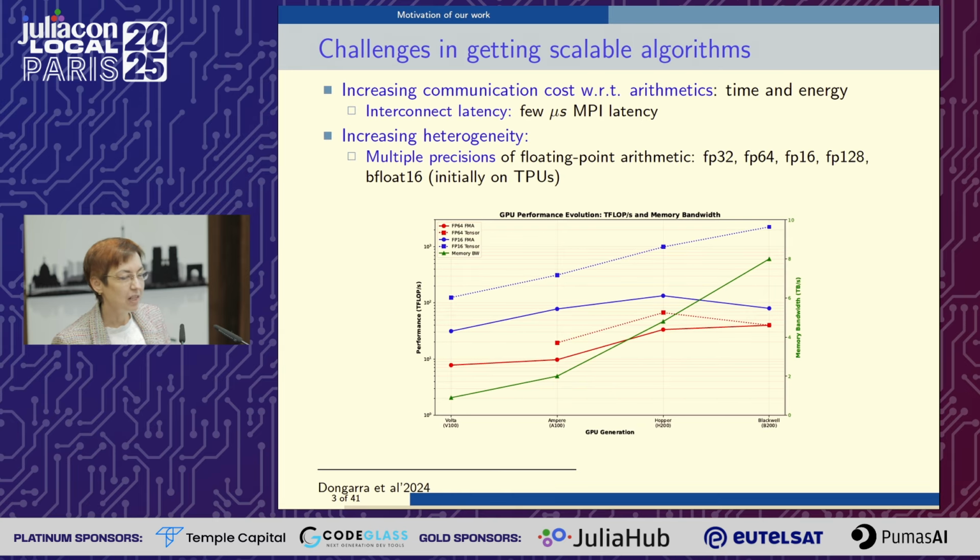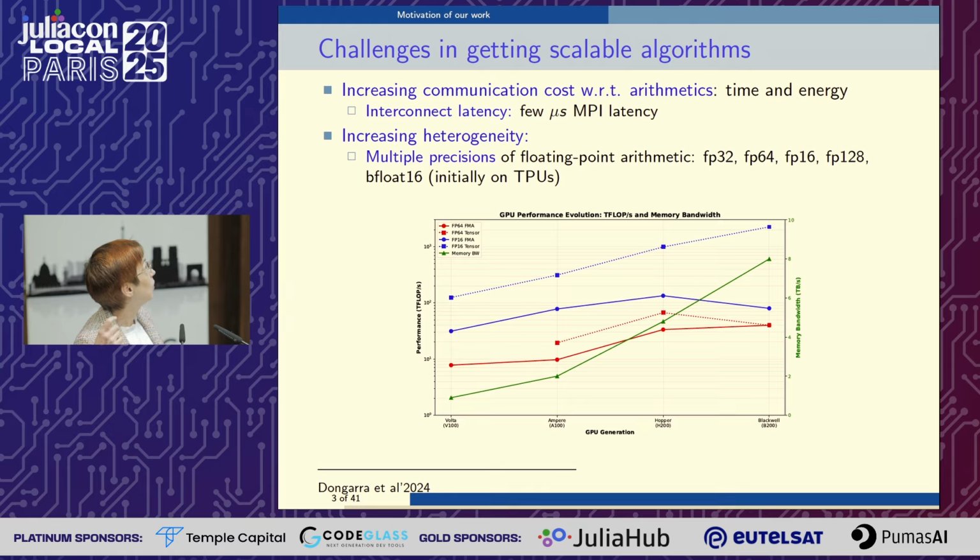And so because we are interested in large-scale problems, we follow the trends in high-performance computers. And there are two trends. One is that communication is really expensive. So if you want to exchange data between different nodes of a computer, if you have to do an MPI send or receive, then it takes a few microseconds.